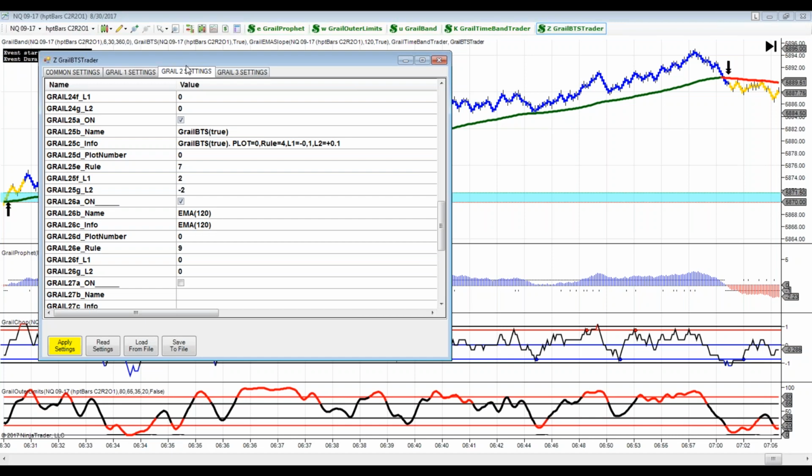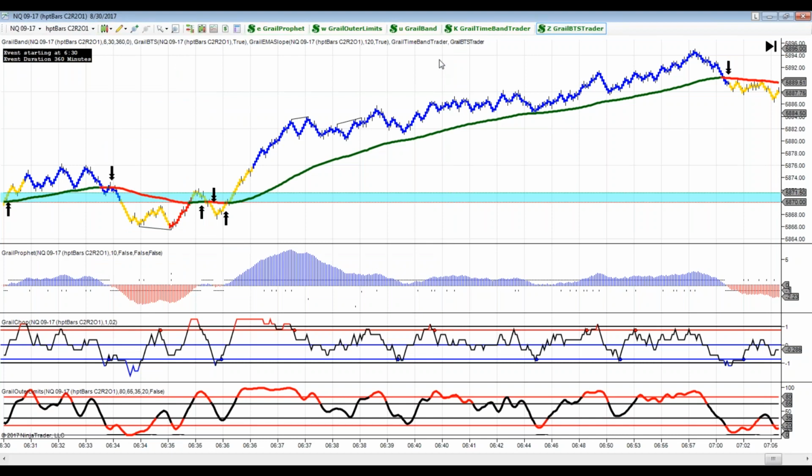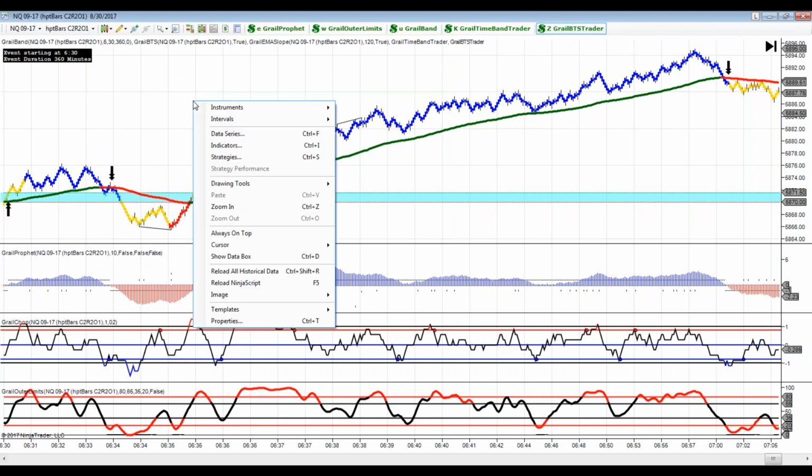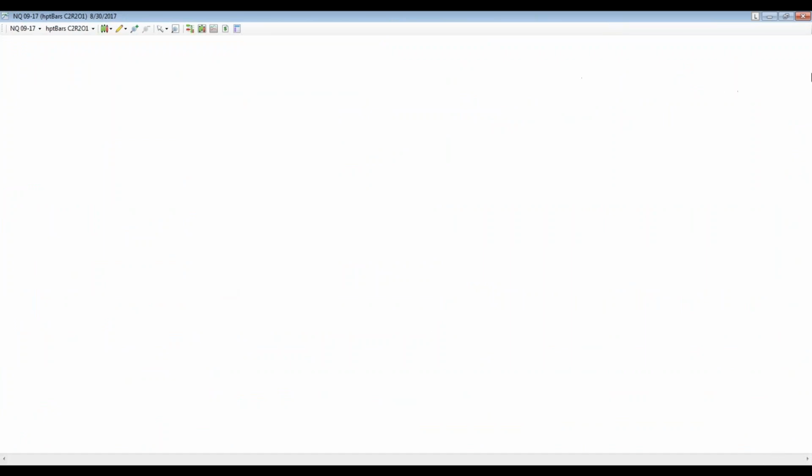So again, the combination is the preferred way I showed how to trade the Grail time band trader, and now the BTS Trader. That's my preferred way to trade. This is what we'll show. So I'm going to reload. I think I applied it. I hope I did. I'll show Grail 2 again, because somebody said they wanted to see it.